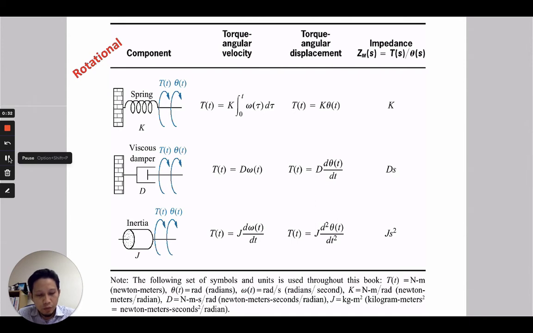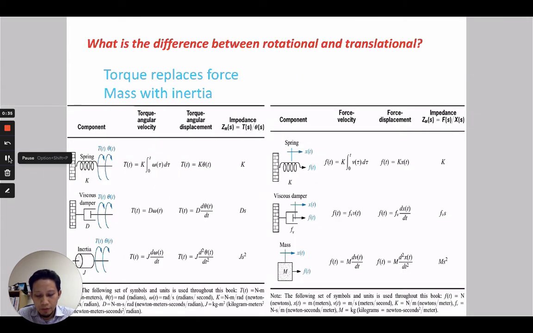Similarly, if we compare to the previous translational system, we have three components. We have spring, viscous damper, and mass. That is, for the spring we have K, for the viscous damper we have Fv, and for the mass we have M. And for the rotational system, we have similar components. We have spring, viscous damper, and inertia.